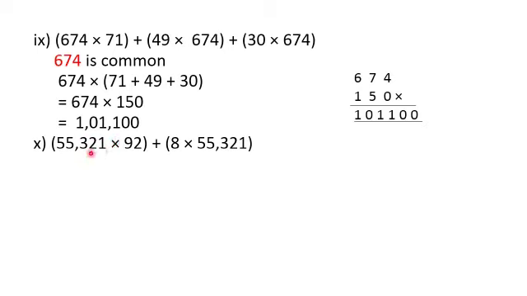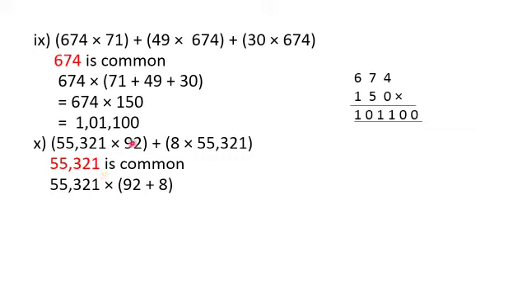We have the next question, 55,321 into 92 plus 8 into 55,321. Now tell me what is the common number here? 55,321 is common. So when you take it out, you get your number inside the bracket as 92. As I told you, sign plus, then you have 8. So when you do addition inside the bracket, 92 plus 8 gives you the answer 100.